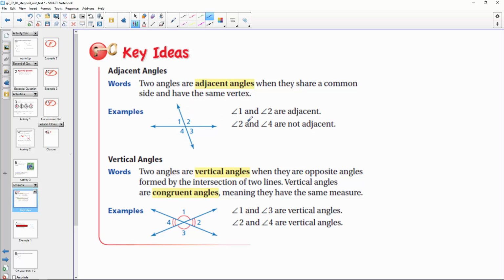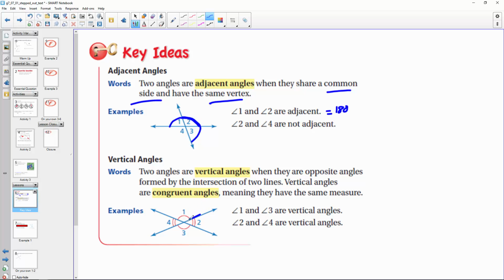These are right next to each other. So I look here, the 2 and the 1, and actually the two of them that are adjacent will equal 180 degrees, won't they? It forms a straight line. This is saying that angle 2 and 4 are not adjacent because they're not touching. Angle 2 and 3 are. That is also 180 degrees. Angle 1 and 4 are adjacent, but it has to be next to, so they share a common side and the same vertex.